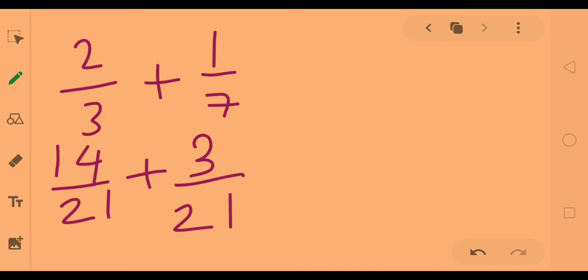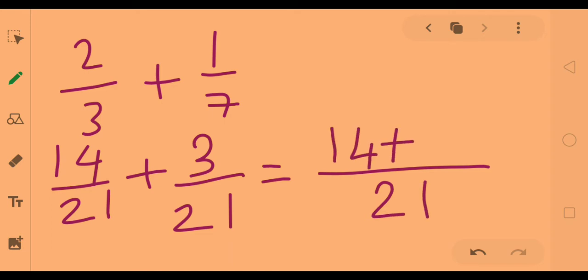Now the addition becomes addition of like fractions. For like fractions, what do we do? We copy the denominator as it is, then we add the numerators. Here the numerators are 14 and 3. So we get 14 plus 3, 17. So the final answer is 17 upon 21.